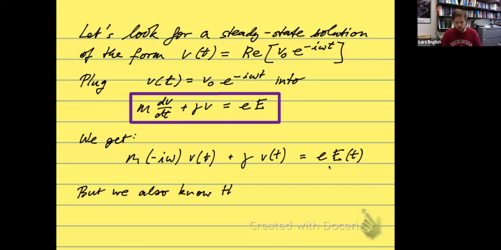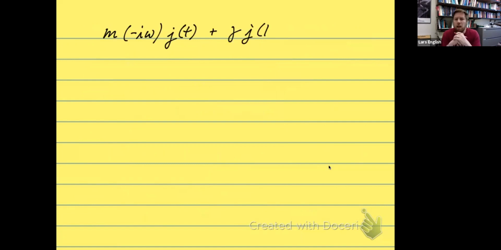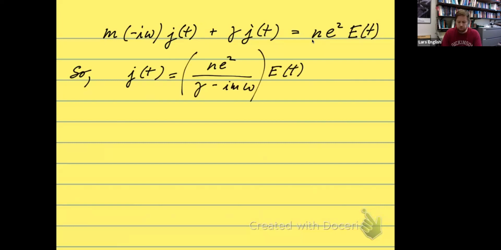Let's combine that with the relationship between velocity and current density, namely J is equal to nev. If we insert that into the formula above, we get this expression, so we just cast it in terms of J. That introduces another factor of n times e, and so overall we're left with ne squared times capital E. Now you can solve that for J. It's just algebra, and we get this expression for J.